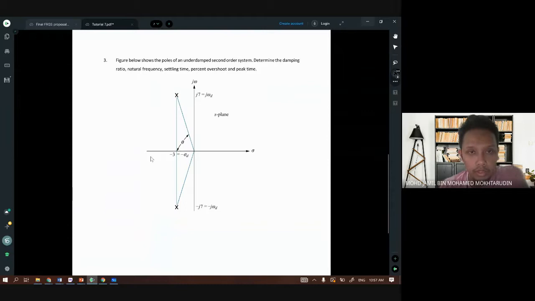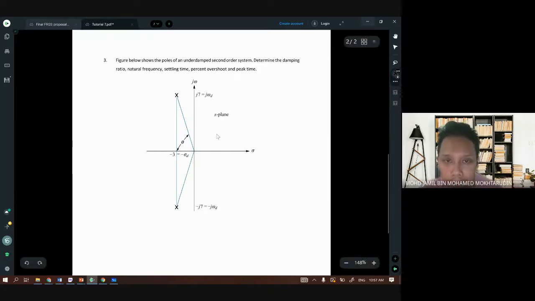Okay, let's go to question number 3. The figure below shows the poles of an underdamped second order system. Determine the damping ratio, natural frequency, settling time, percent overshoot and peak time. So the question gives you poles. Let's write the poles first. Maybe you are confused from the graph, so let's write it in terms of equation for the poles.